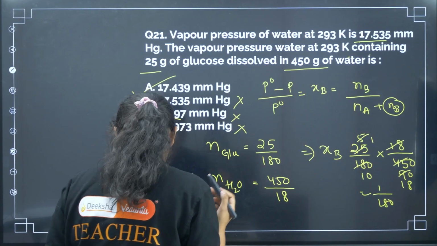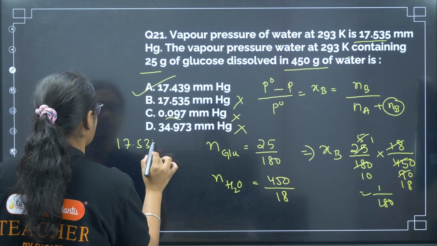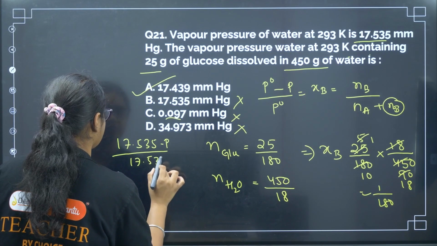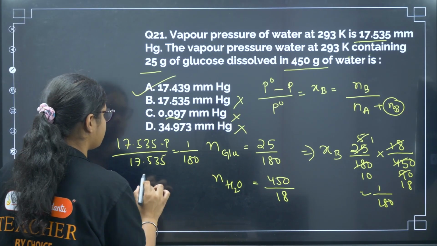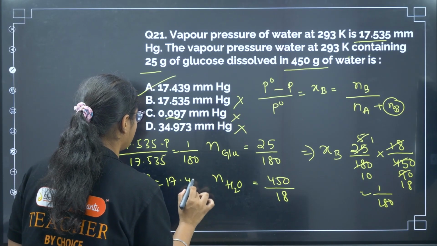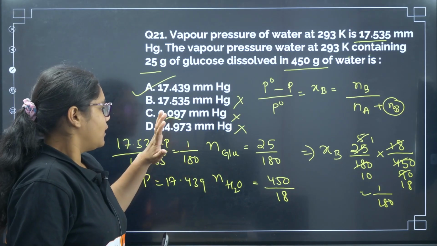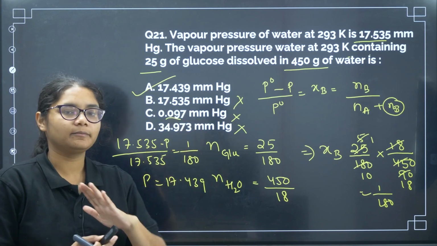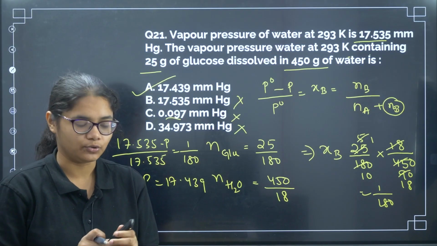Now I can substitute all values. What is your P naught value? (17.535 minus P) by 17.535 is equal to 1 by 180. Now if you solve this, the P value will come to around 17.439. So the correct answer will be option number A. Even without solving this, you can easily tell the answer, because the vapor pressure has to decrease when a solvent is mixed with any non-volatile solute.